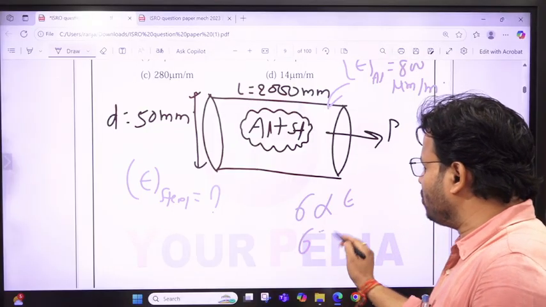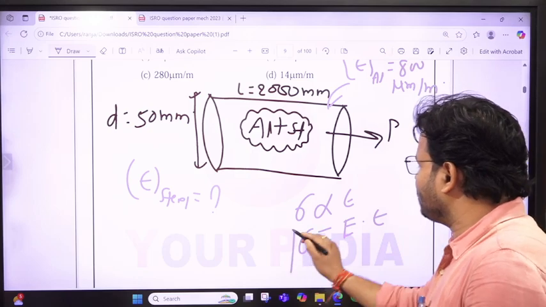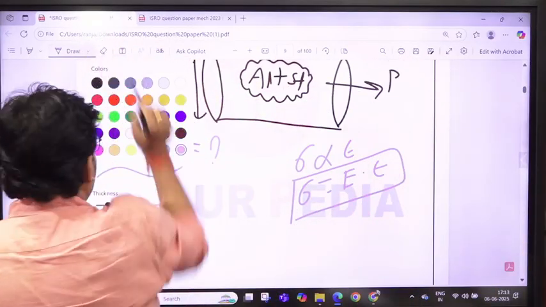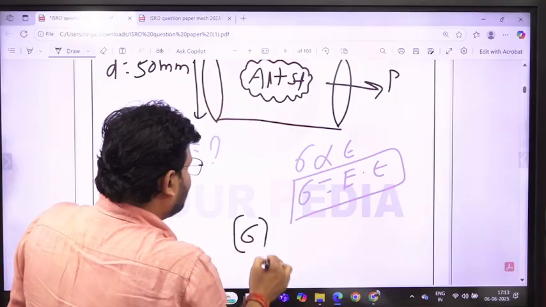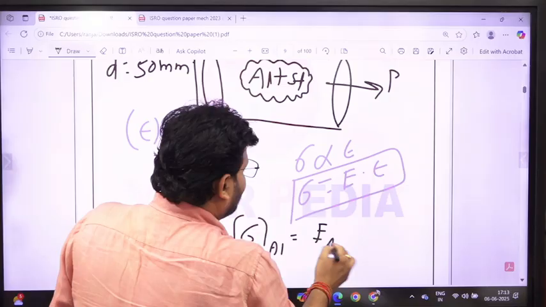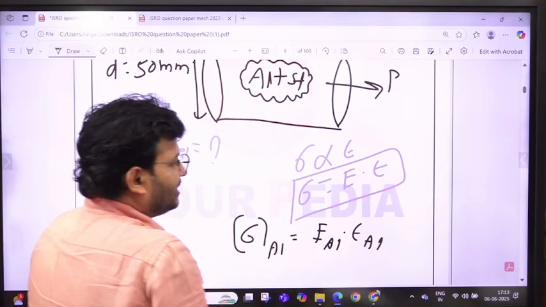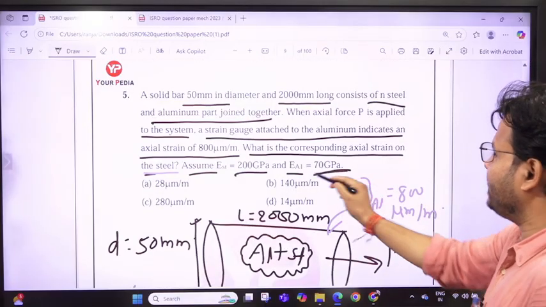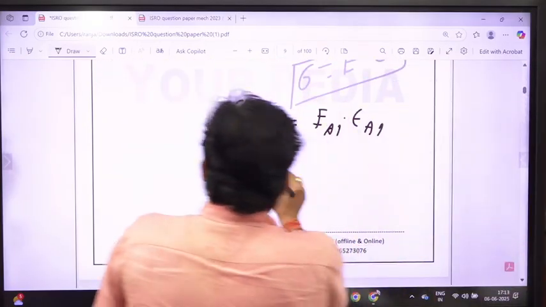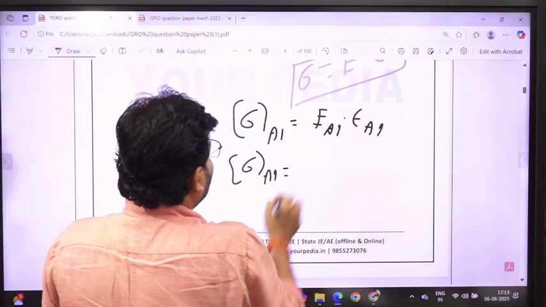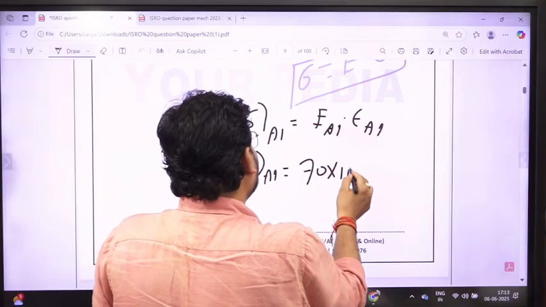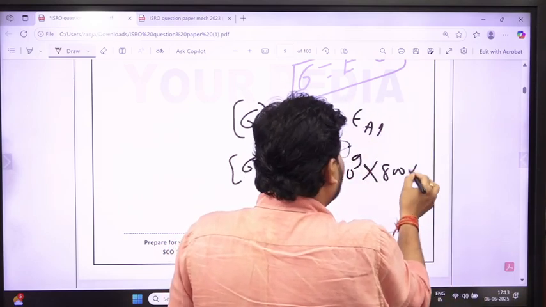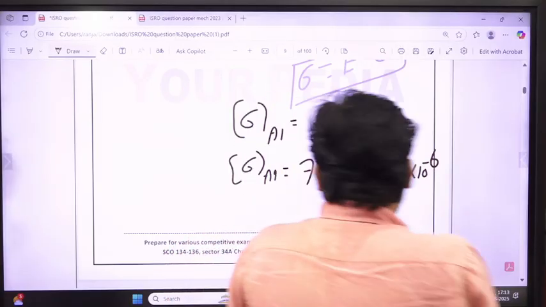So stress is equal to E times epsilon, right? In the question, if I have to calculate the stress in the aluminum, it will be E of aluminum multiplied by epsilon of aluminum, not plus, multiplied. E of aluminum is known, 70 gigapascal. So the stress developed is 70 times 10 to the power 9, multiplied by the strain of aluminum, 800 micro, which means 10 to the power minus 6. From that we will get the stress value.